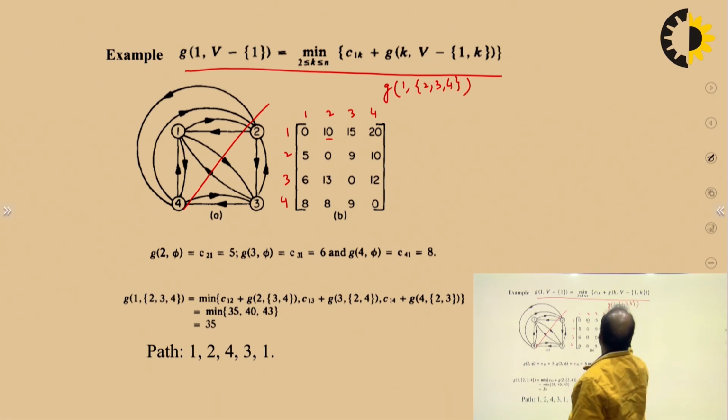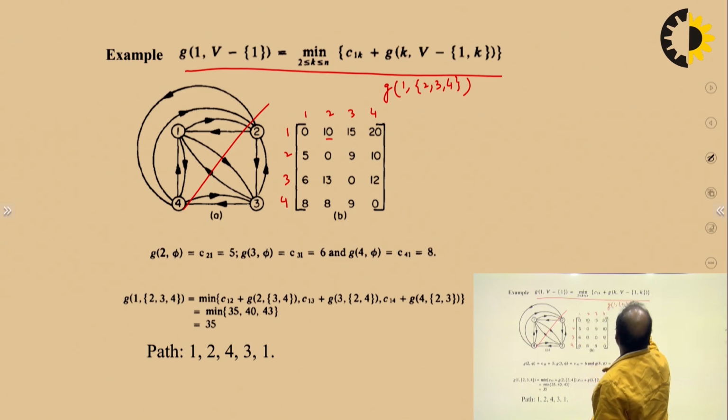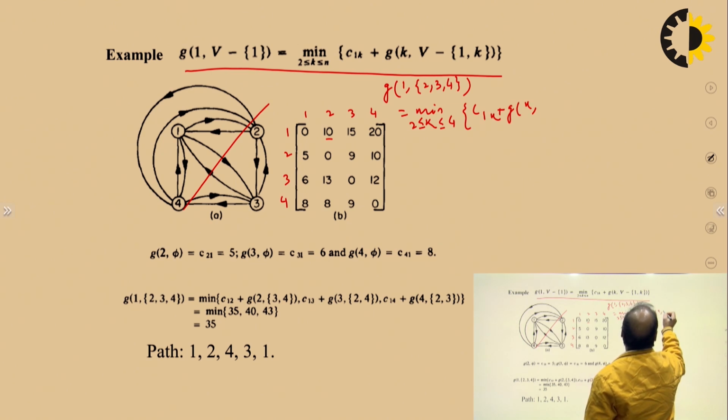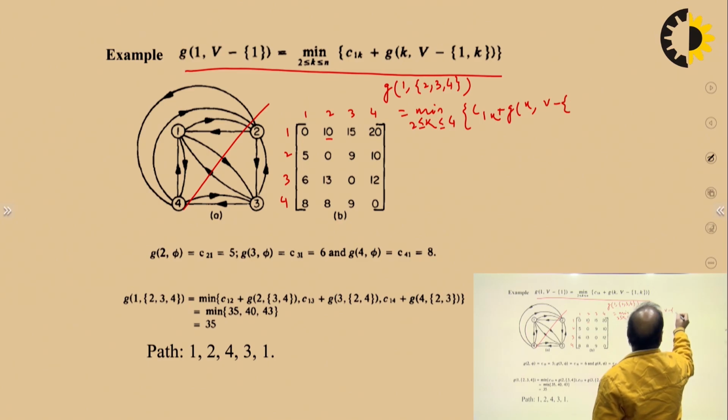Again, look at here. We start from 1, V minus {1}, you exclude 1, so 2, 3, 4 remain. So this is the minimum over k, where k is from 2 up to 4, because we are interested in only 4 vertices. So now C1k plus G(k, V minus {1, k}). This is actually the formula.